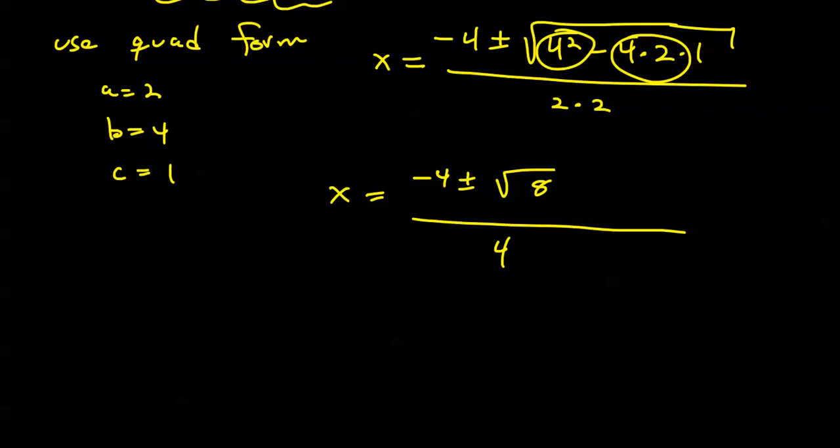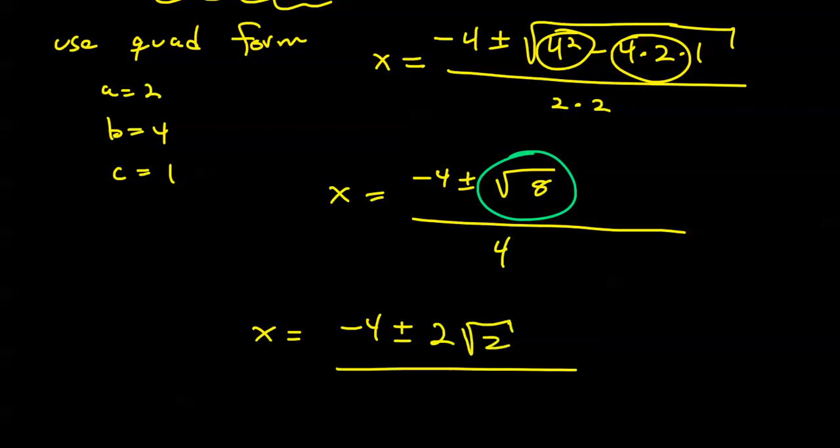Well, what can we do? I think I can simplify this square root of 8. From our section on simplifying radicals, 7.3, I know the square root of 8 can be reduced to 2 times the square root of 2, bringing out a factor of 4 under the root sign as a factor of 2 outside the root sign, over 4.